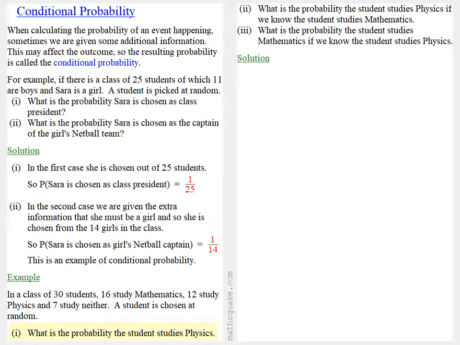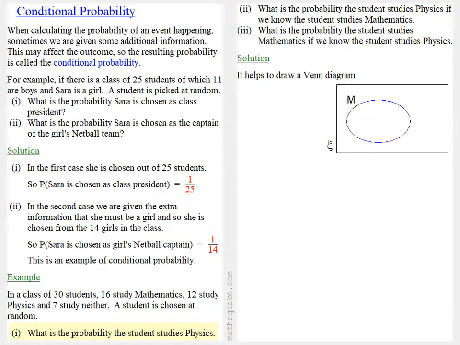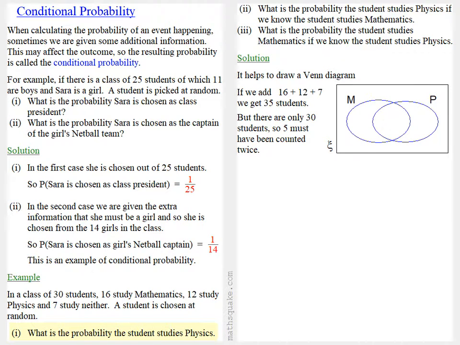Well, to solve this, it helps if we draw a Venn diagram. First we draw the universal set, and then we draw the sets M for the mathematics students and P for the physics students. If we add 16 plus 12 plus 7, we get 35 students. But there are only 30 students in the class, so 5 must have been counted twice. Now that means the number of students that study both maths and physics must be 5.